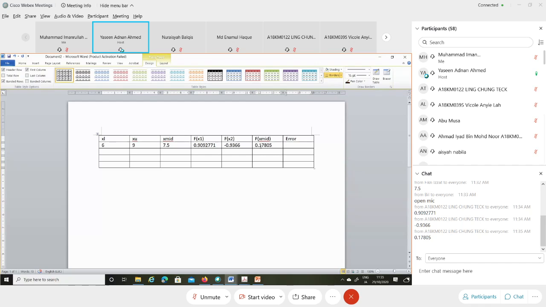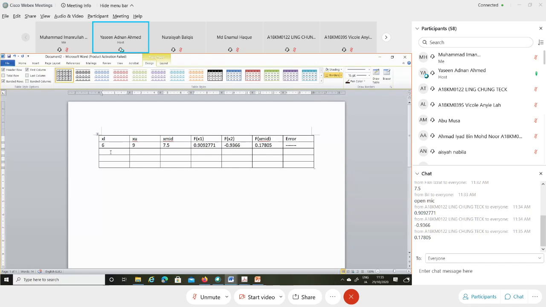Now the error. When you do the bisection method, the error is what? New minus old divided by new. In this case, the new is 7.5, but the old we have 2, okay? So we cannot decide, so what we do is just keep it blank. Or if you don't want to, you can choose any of it, okay? Most of the time we put blank.